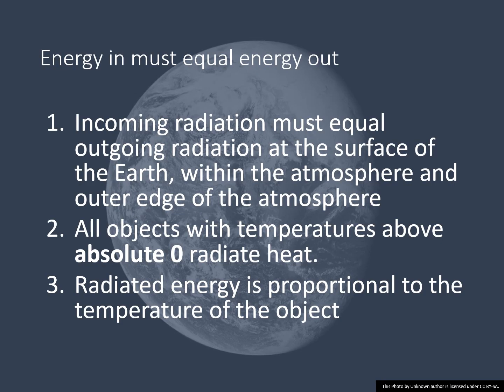As we go through the Earth's energy balance, keep in mind 3 important points. First, at all 3 levels, incoming and outgoing energy must be in balance, or should be in balance, meaning the Earth's climate system is in equilibrium. Second, all objects with temperatures above absolute zero radiate energy. And as we have already talked about, energy is proportional to temperature.